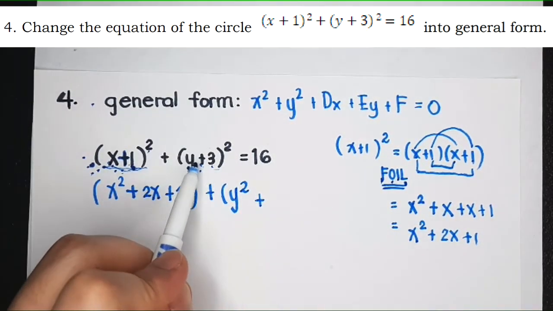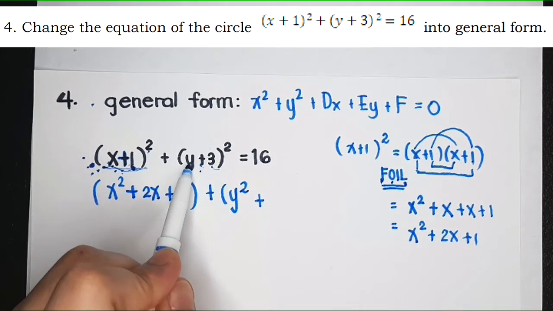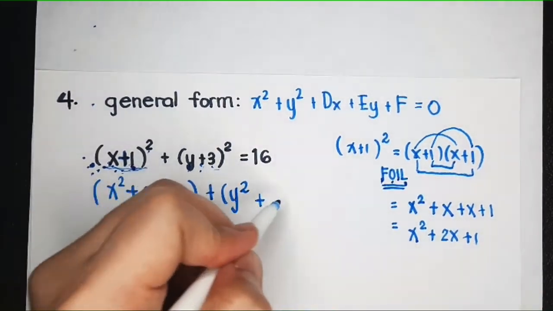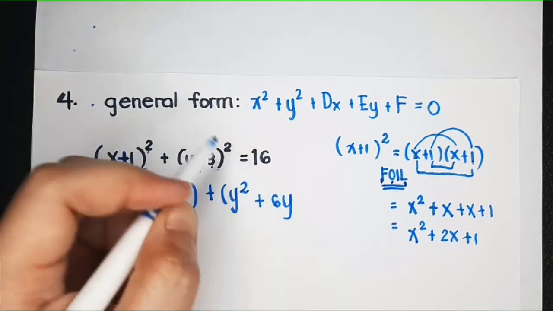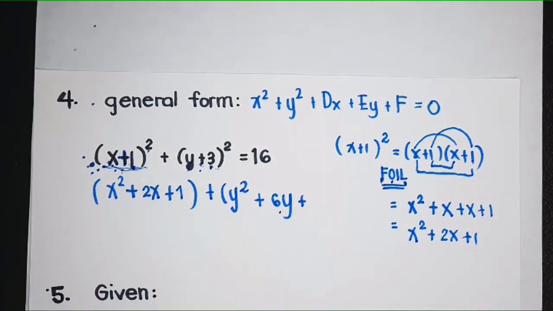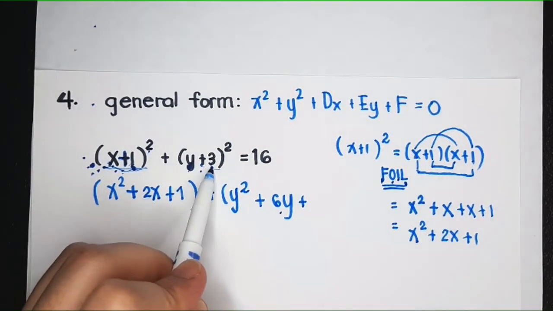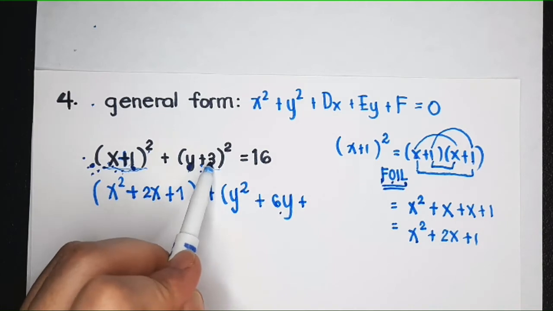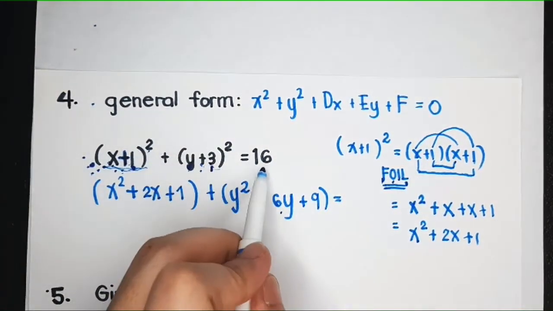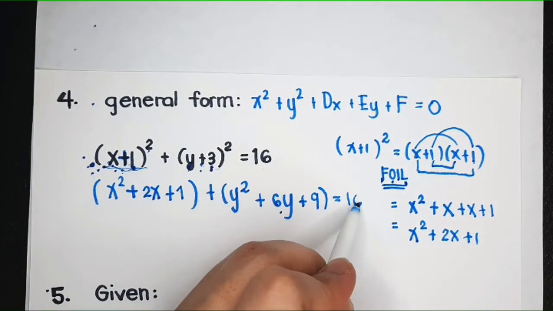And then, 3 times y, you will get 3y. And don't forget to multiply it by 2. So, you will get 6y. Kasi 3 times y, 3y times 2, 6y. And then, finally, you get the square of 3. So, what is 3 squared? You will get 9. Okay? And then, copy 16 on the other side.